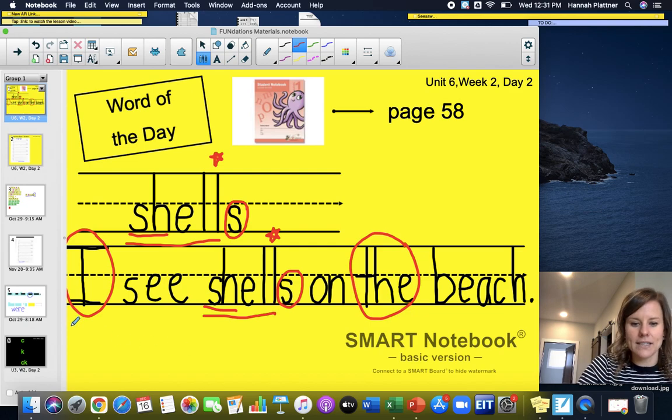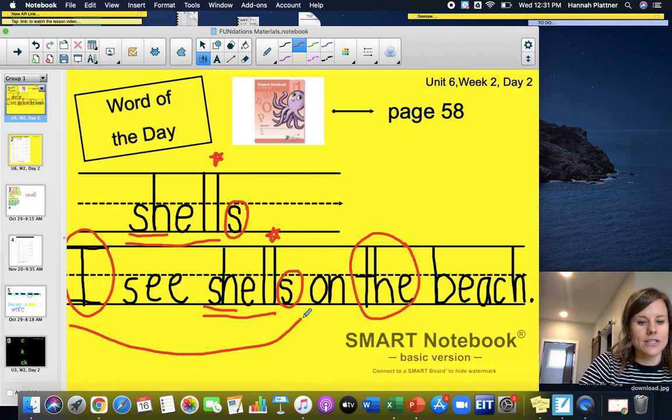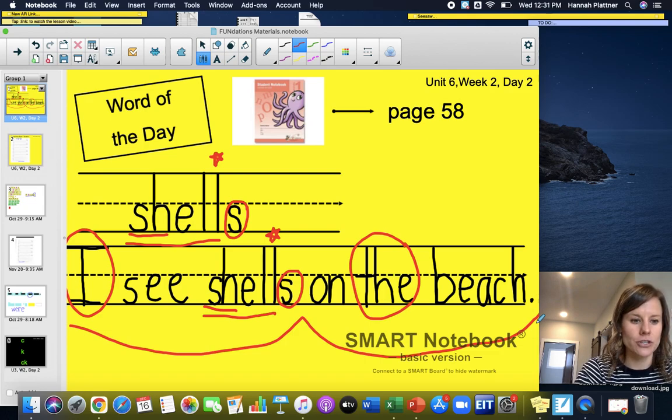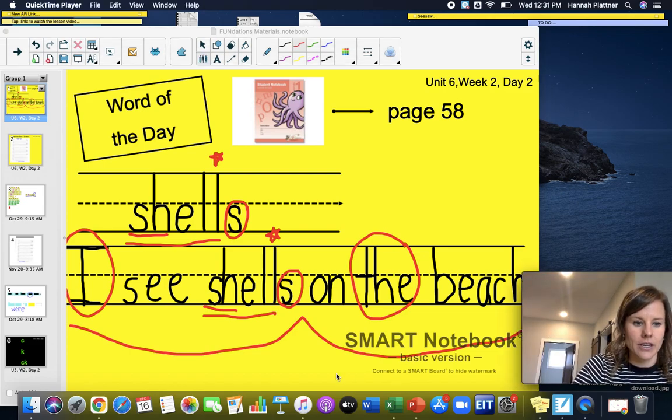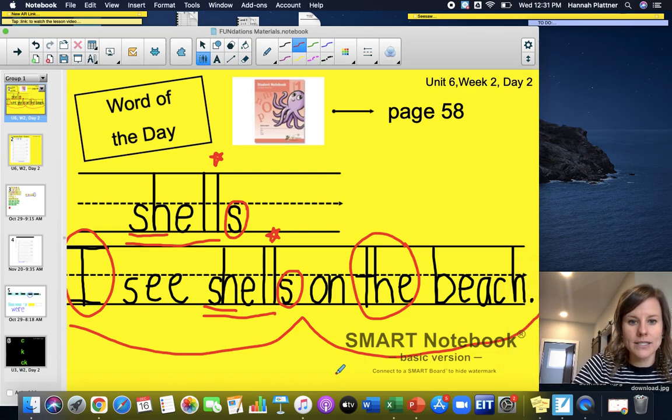And then I'm going to scoop my sentence also. I see shells on the beach. When we scoop our sentences, it helps us to read more fluently and to become more fluent readers. So make sure you're doing that. And then make sure you read the sentence one more time. I see shells on the beach. Very good. All right, if you are still working and you need some more time, you can pause this video and then play it again when you're ready to move on.